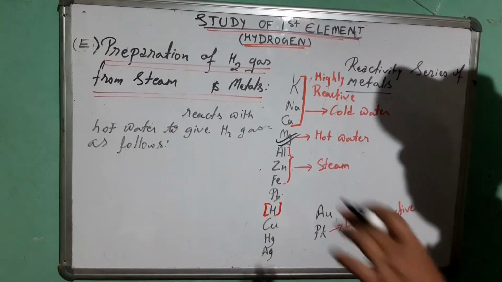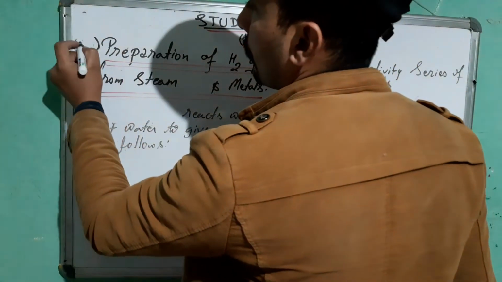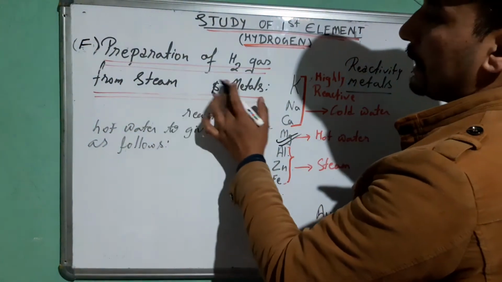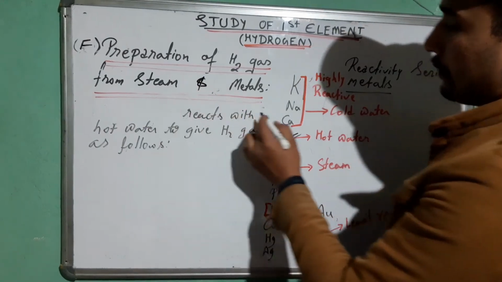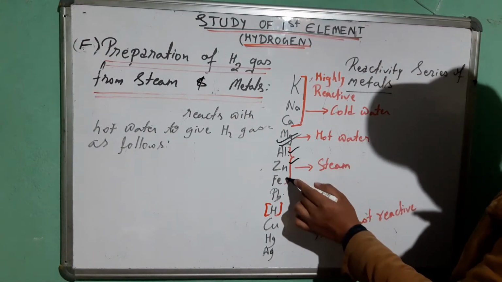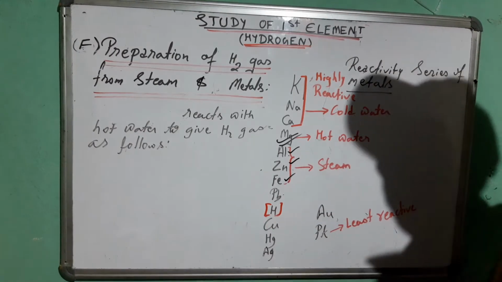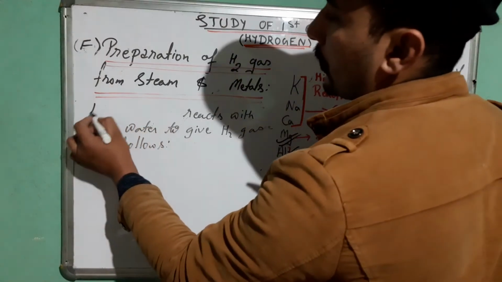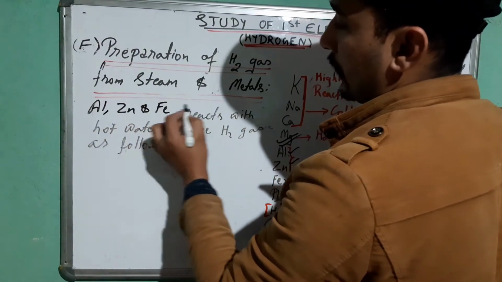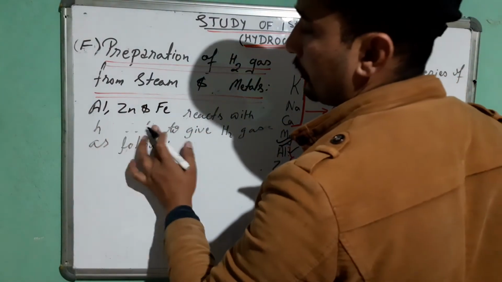Now next is number F. Number F, preparation of hydrogen gas from steam and metal. Here the metals you have to use are aluminium, zinc and iron. So aluminium, I'll write the symbol only, aluminium, zinc and iron, Fe, react with steam.